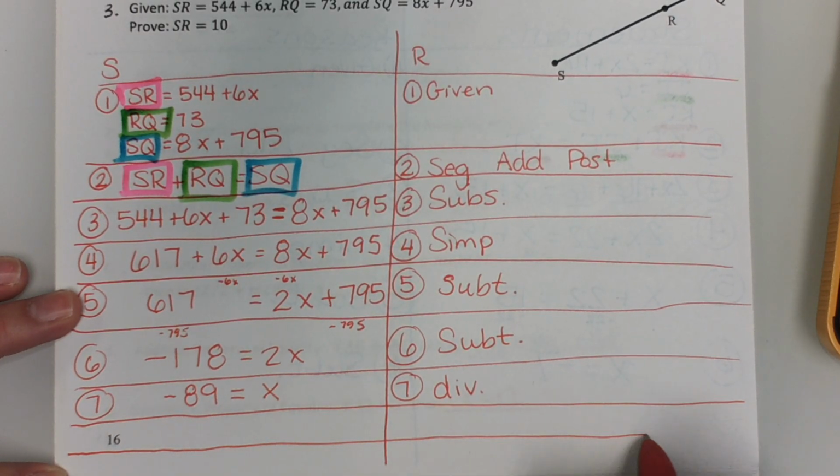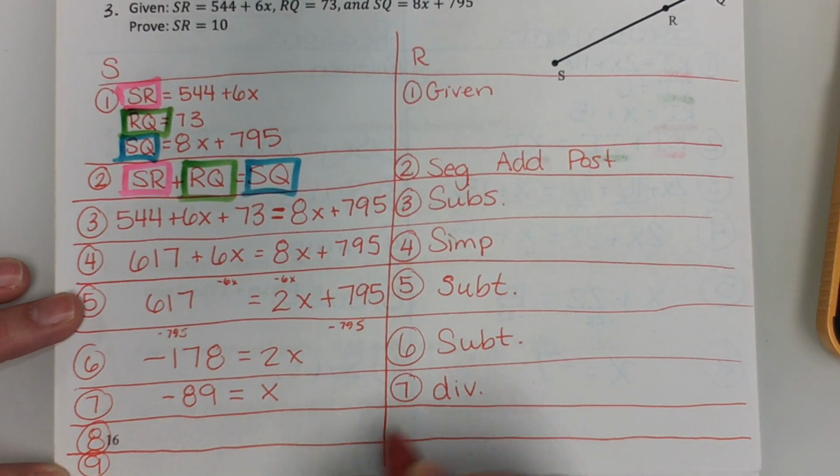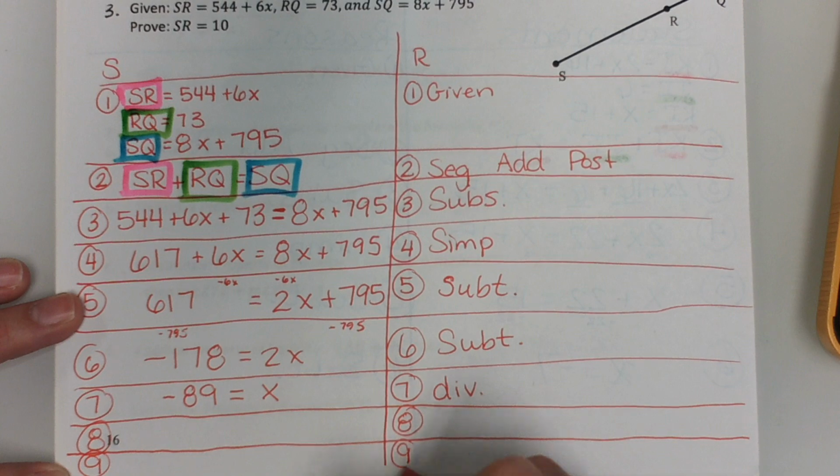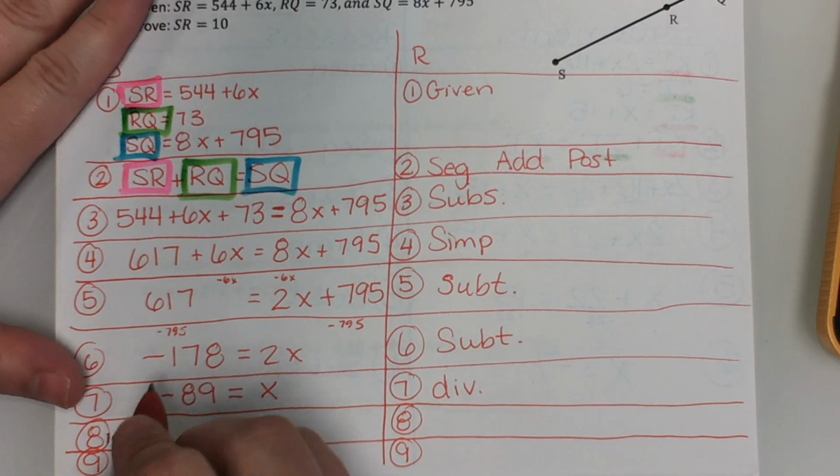Now, there are 2 more steps in this proof because of that. Here's where writing big can become a problem, and I write big. So, it wanted us to prove what SR was. Here's the thing. We always can plug things back in. Plugging things back in would look like this.